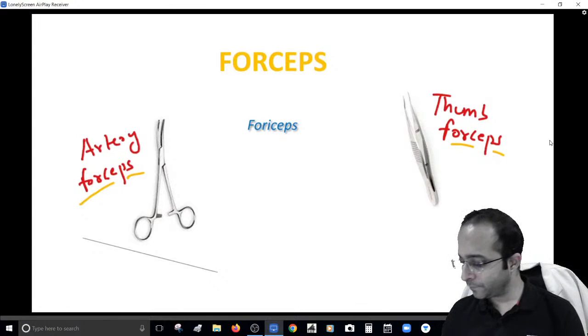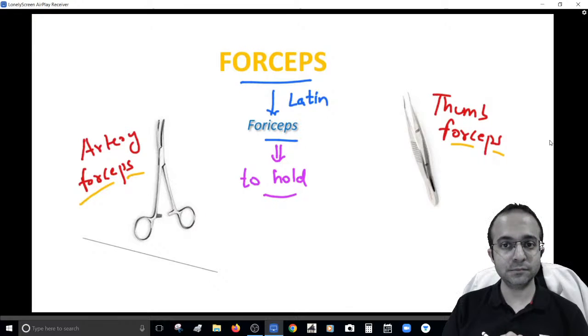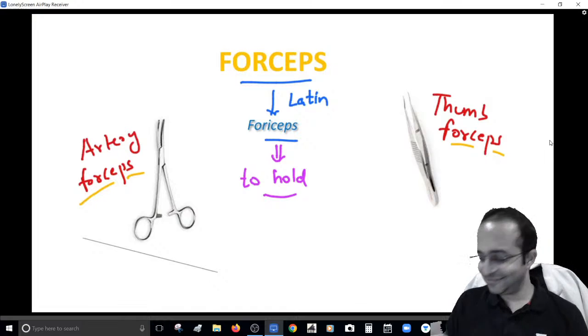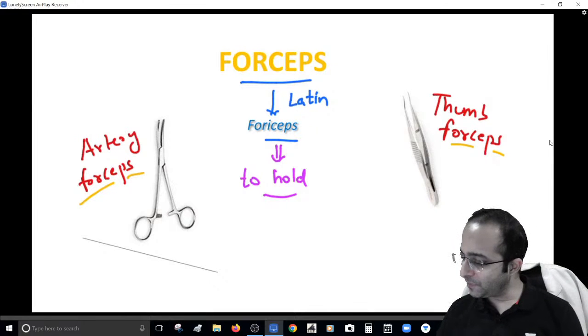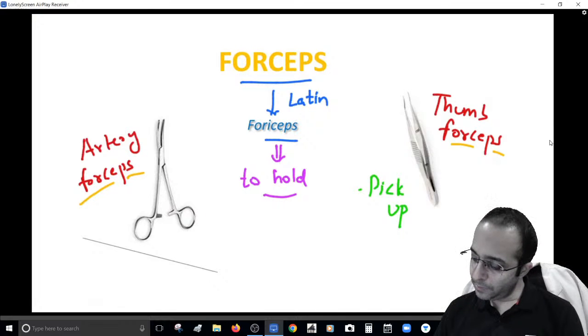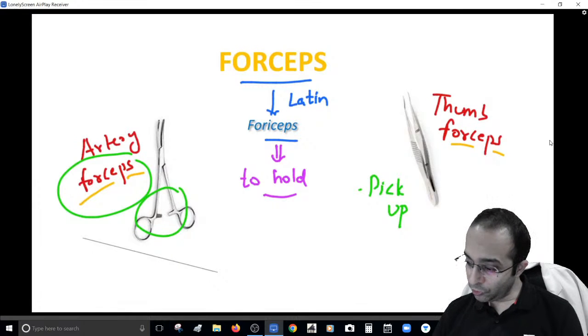I'll tell you why. This word forceps is derived from a Latin word forceps, and this word basically means to hold. So basically both the instruments are helping you to hold tissue. The thumb forceps in a layman way is also called a pickup forceps, and the artery forceps tends to be a self-retaining type of forceps. So rather than the word forceps, this is better called a clamp.